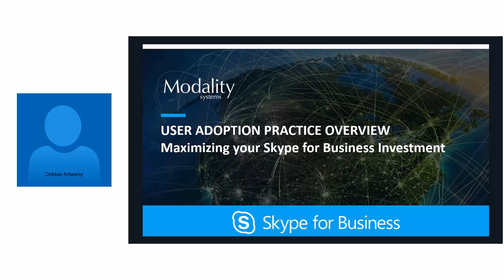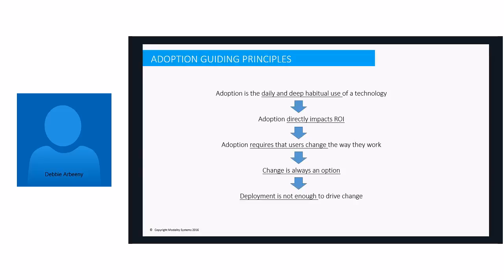Skype for Business. So what I'd like to do is start off with what I call guiding principles. These are things to keep in the back of your mind as you start thinking about what adoption is and why it is so critical. I think of adoption as a habit, right? Whether you're eating healthy or not eating healthy, or working out or not working out, that's a habit that you have. It's a daily practice of the way you live your life.